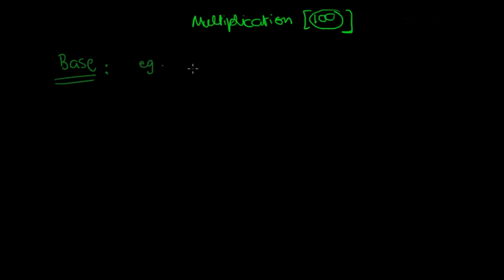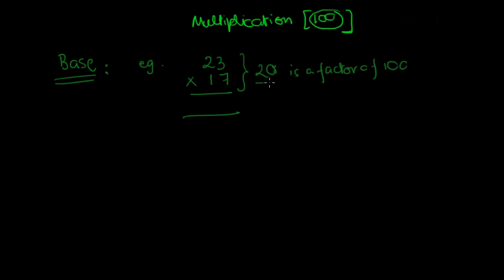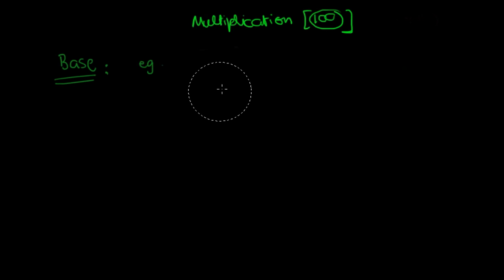Let's say we have an example of multiplying 23 into 17. Now as these numbers are close to 20, and as 20 is a factor of 100, we can say that 20 is the base of these two numbers. Now just to make it clear to you, I'll take another example.